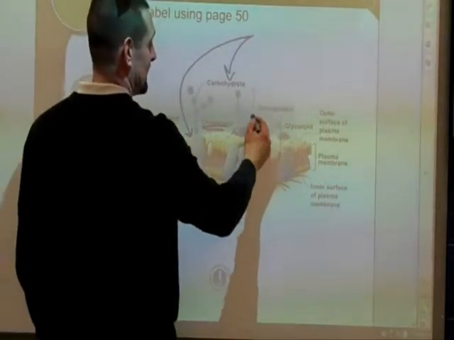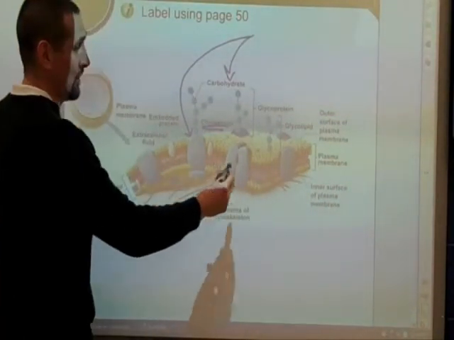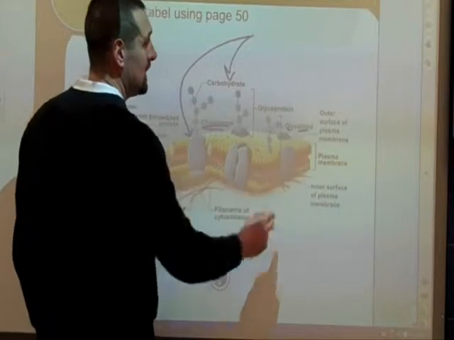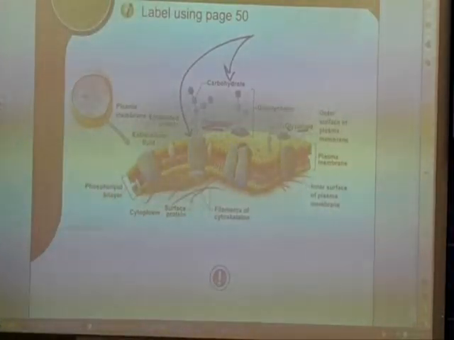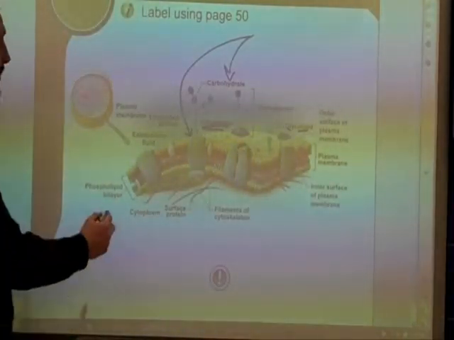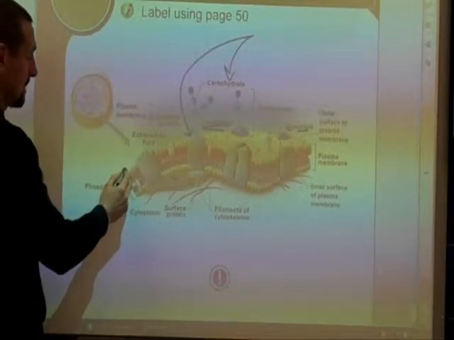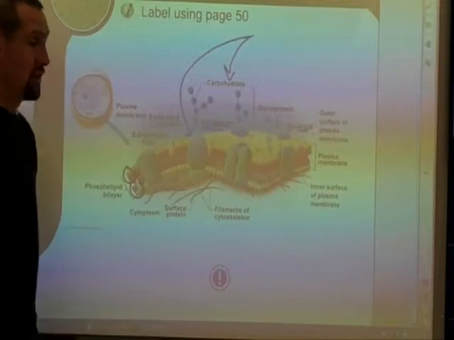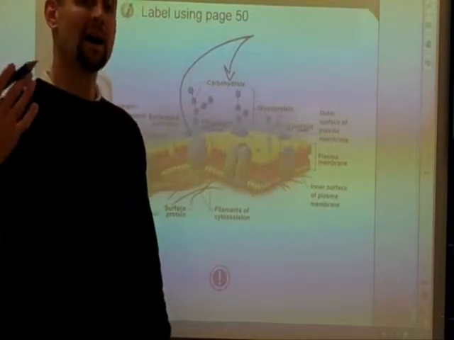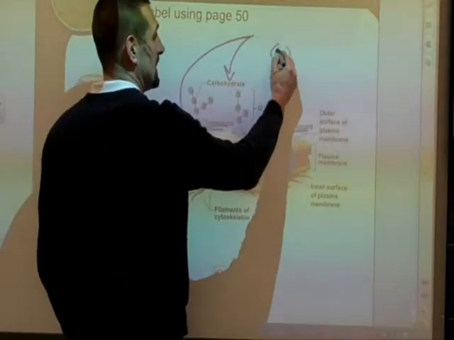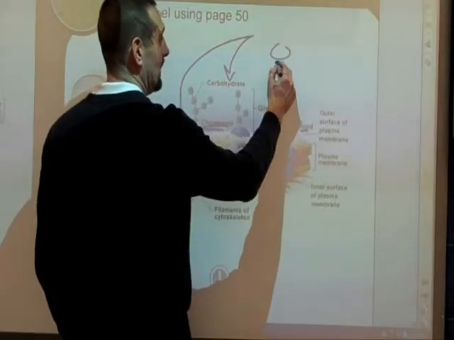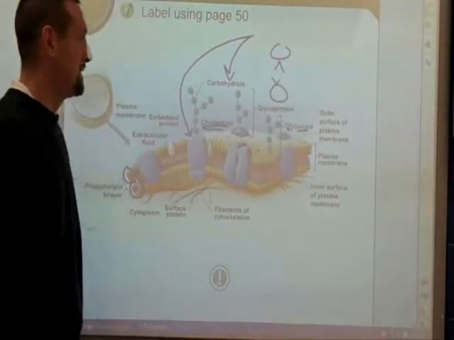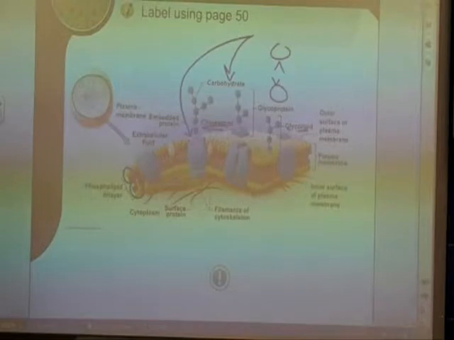A sugar carbohydrate attached to a fat molecule is called a glycolipid, because the lipid refers to the fat molecule. Notice that I have a layer of lipids here, and I have a layer of lipids here. So I have a lipid bilayer, two layers of lipids. There's my one layer on the top, one layer of lipids on the bottom.